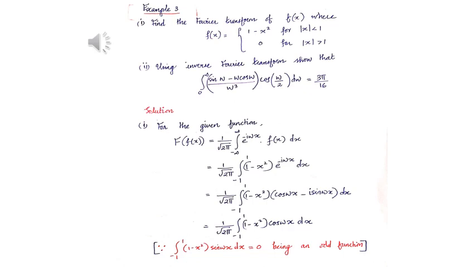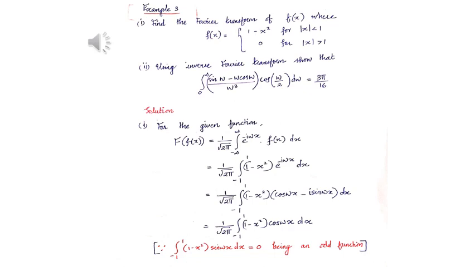First part, for the given function you can write as f of x is equal to 1 by root 2 pi integral minus infinity to infinity e raised to minus I omega x f of x dx, which is our formula. That is 1 by root 2 pi. The limit here is from minus 1 to 1, integral minus 1 to 1. Then instead of f of x it is 1 minus x square into e raised to minus I omega x dx.